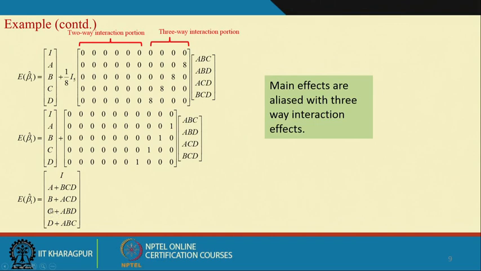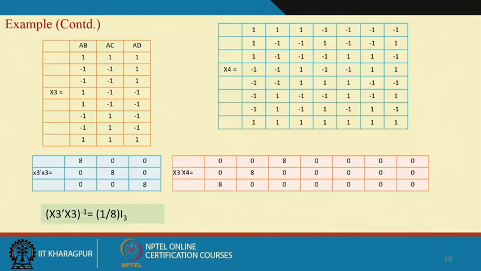Here also we have used a, b, c, d like this just to show the one-to-one relation, but otherwise you can use beta 0, beta 1, 2, 3. So, this is beta 1, beta 0, beta 1 plus beta 123, beta 2, beta 134 like this. So, main effects are aliased with three-way interactions, and here you see no two-way interactions are aliased with the main effects, and that is what we have seen earlier also.